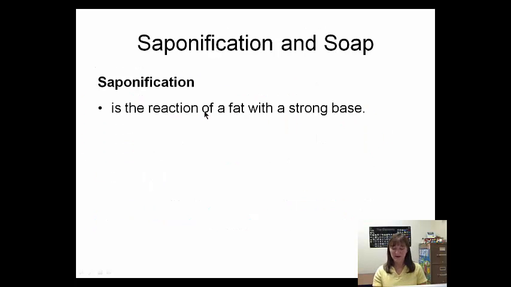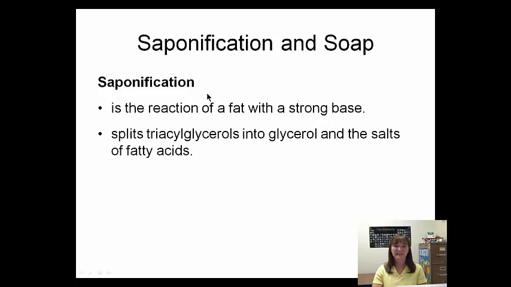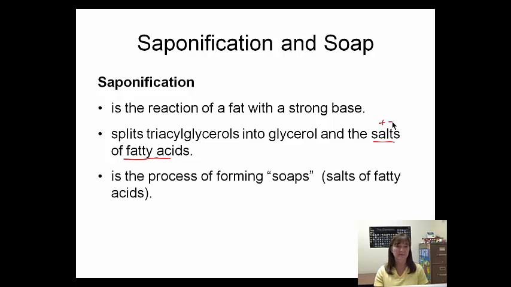Another reaction, saponification in soap. We've talked about this in organic chemistry, so it's just coming up again. Saponification is the reaction of a fat with a strong base. It splits the triacylglycerols back into glycerol and the salt of a fatty acid. So when you're hydrolyzing with base, you don't just end up with your 3 fatty acids. You end up with salts of the fatty acids, which, remember, salts are ionic compounds. Salts have a cation bonded to an anion. Saponification is the process of forming soaps.